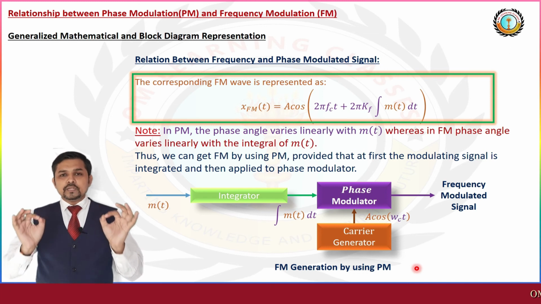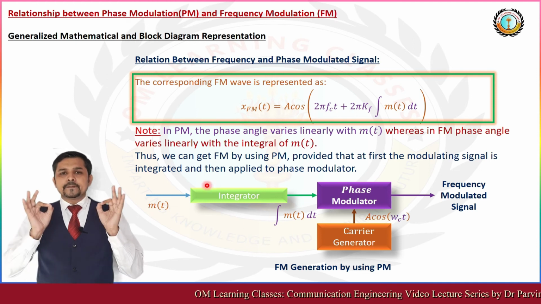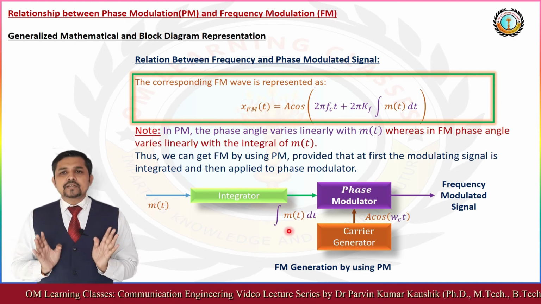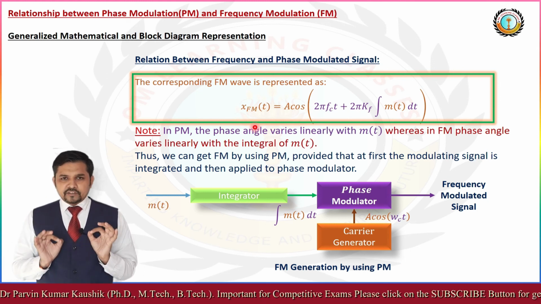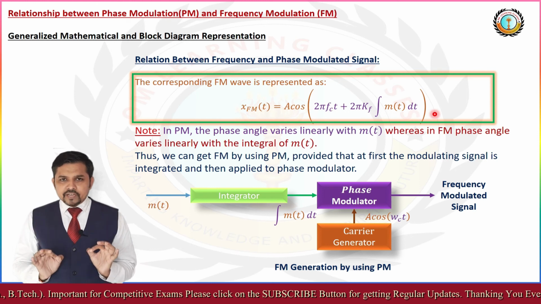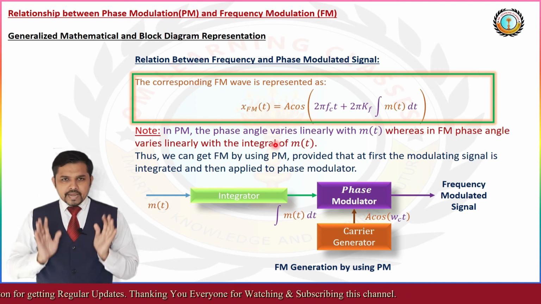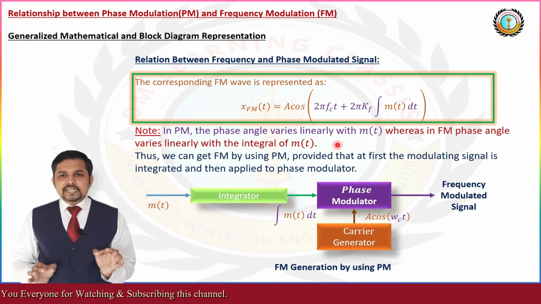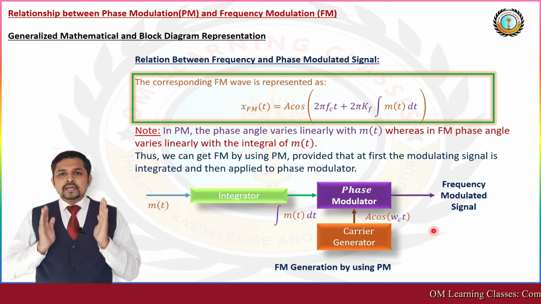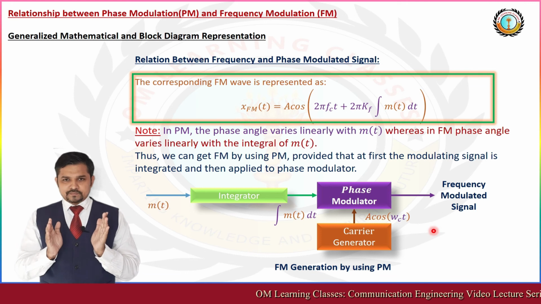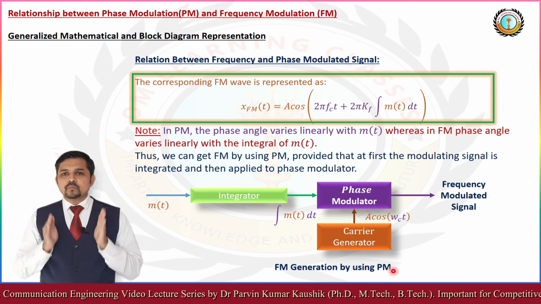And in this, one important change is there. We have to utilize the integrated m(t) instead of m(t). And we also know that the phase angle of the FM modulated wave varies linearly with the integral of m(t), and in PM, the phase angle varies linearly with m(t). So this is the important outcome. This is the first part in which we get the FM generation using a phase modulator.